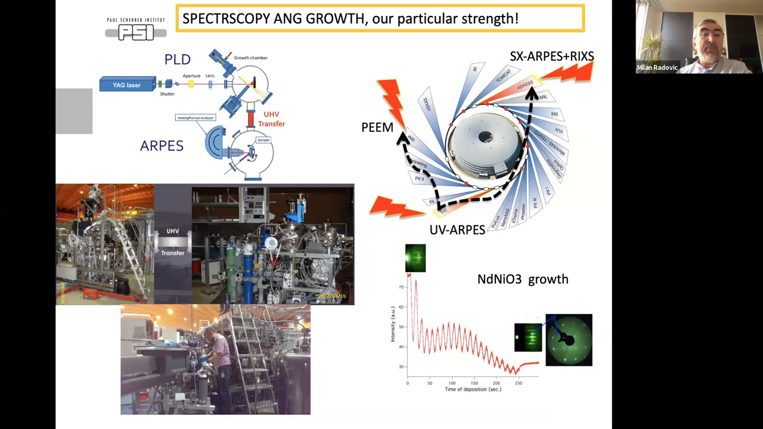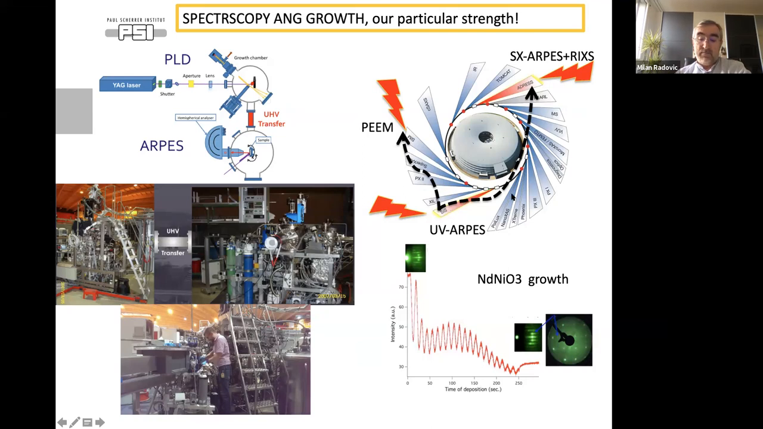And with good people, we also need to have good equipment. We have our particular strength at the SLS, at my institute and my department. We have a combination of very powerful techniques, for example, UV ARPES, time-resolved photoemission, then photoemission at higher energy, then we have resonant inelastic X-ray scattering and so on. And then we are able to create materials, as you could see here, in this case, neodymium nickel O3.